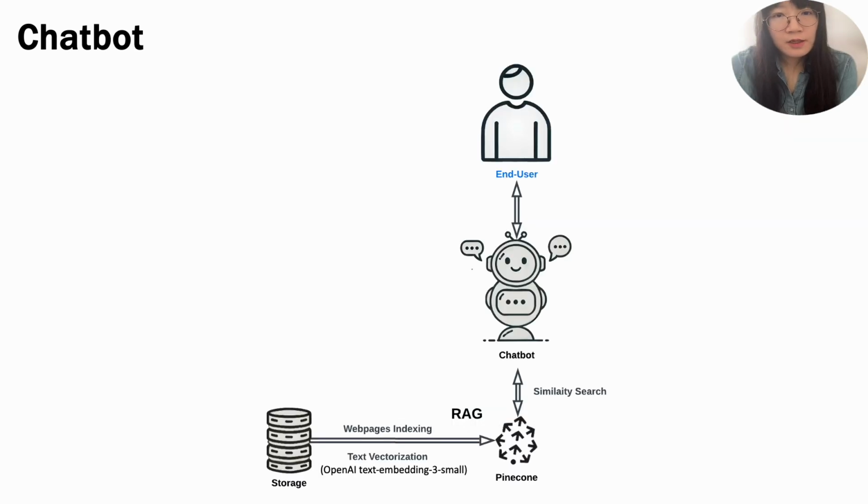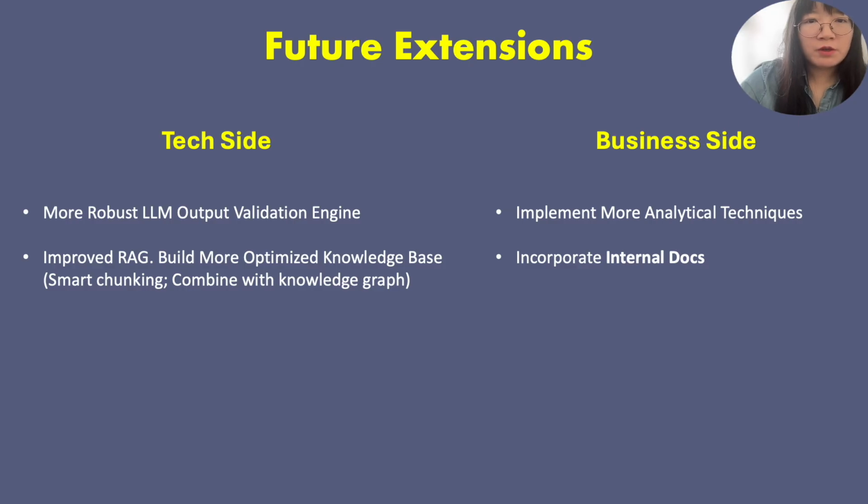Lastly, for the chatbot, traditional RAG is used. Retrieved web page text is vectorized and indexed in the vector store called Pinecone. When the user asks a question, the chatbot performs a similarity search for the relevant information and answers based on the retrieved context. So what did we learn, and what are our next steps?